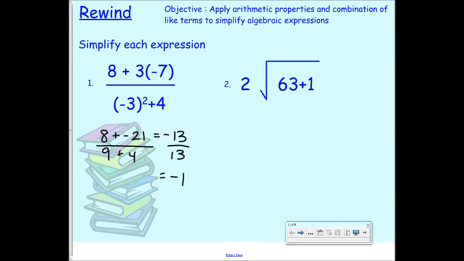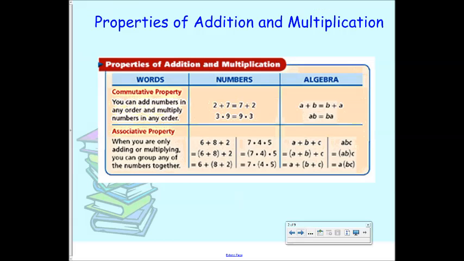63. All right, we do what's inside first, and we get the square root of, what is the square root of 64? Why do I know, or how do I know that that's multiply? There is no symbol, so we assume it's multiply, so that gives us 16. Okay, good job. All right, so today we're going to talk about 3 properties of addition and multiplication, and then we're going to talk about combining like terms. And the focus is going to be on combining like terms, because that's the more challenging part of this lesson.